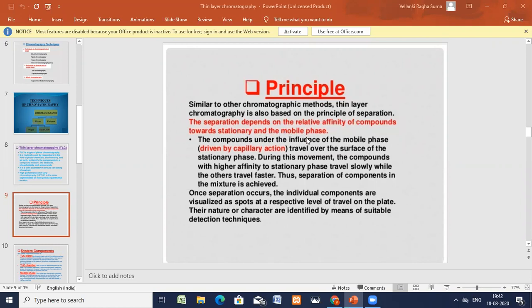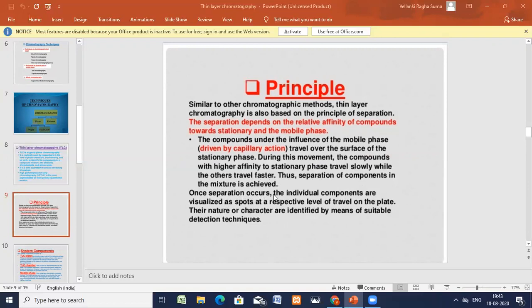The compounds under the influence of the mobile phase, driven by capillary action, travel over the surface of the stationary phase. During this movement, the compounds with higher affinity to the stationary phase travel slowly, others travel faster. Thus, separation of the components in the mixture can be achieved.